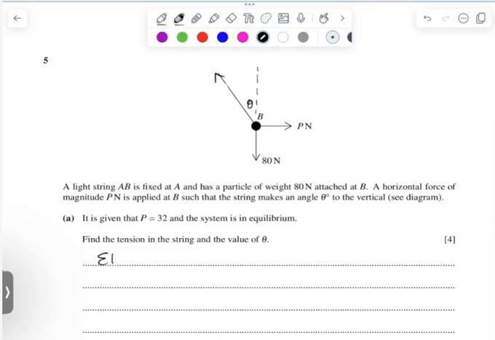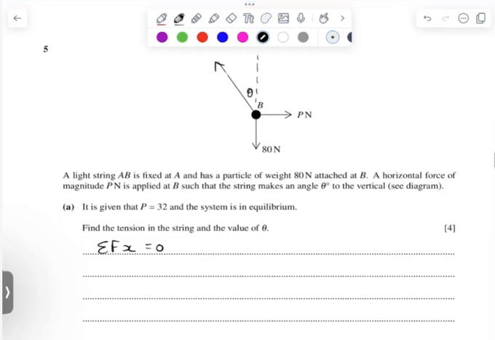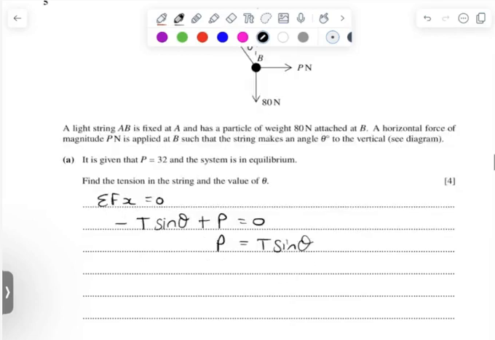So sum of the forces in my x direction must be equal to 0. So I've got my theta has a component in the x direction. So minus my tension in my string sine theta, and then I've only got P pulling it forwards. So those cancel out. So in other words, my P is equal to my T sine theta. And we do know that P is 32. Okay, so I've just rewritten that. I've plugged in my 32 and I took everything to the other side.